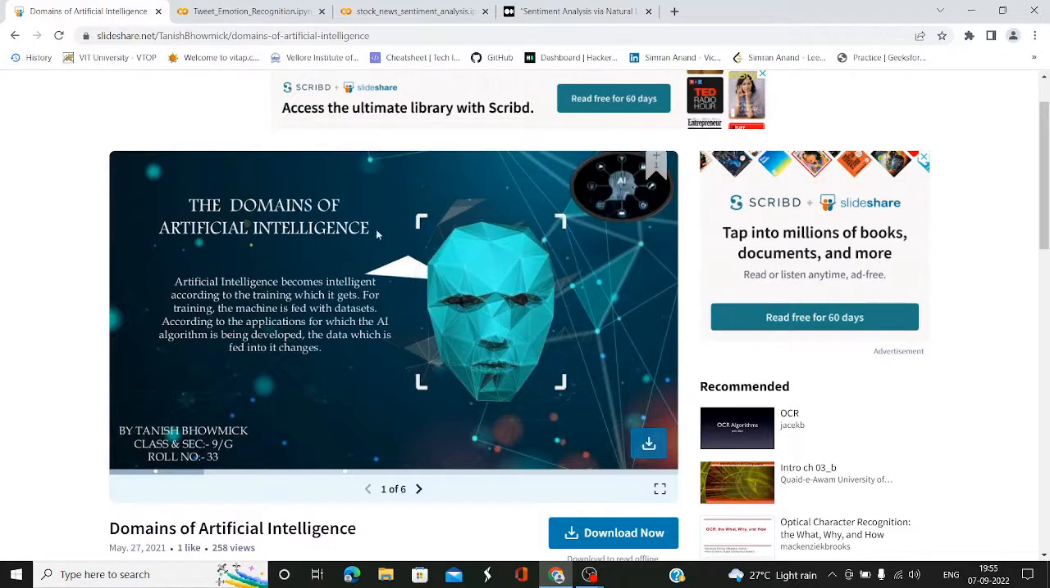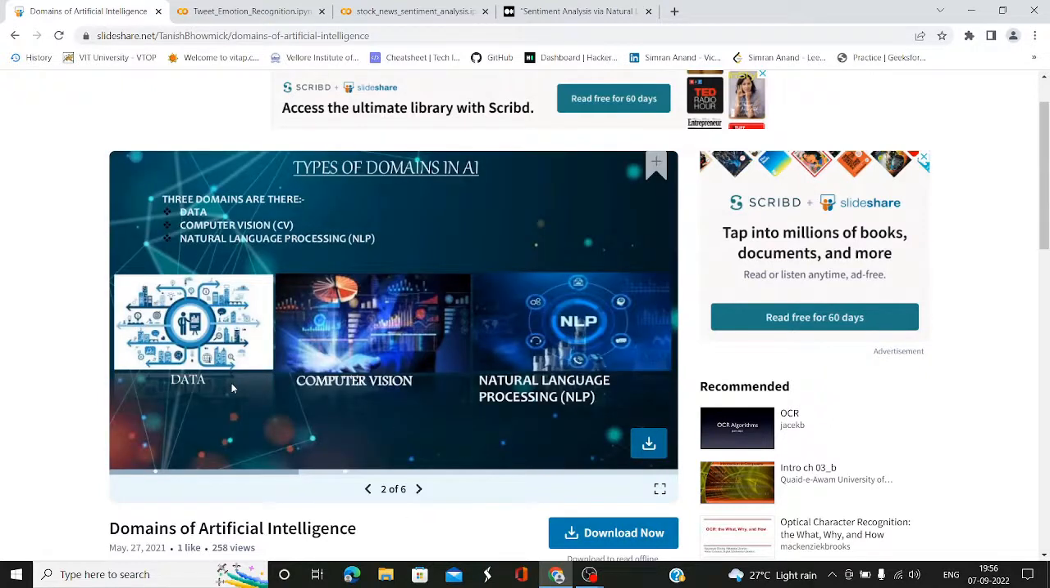I found this presentation online, and to start off, the domains of artificial intelligence. We know that artificial intelligence is training a machine to think like human beings. There are many domains of artificial intelligence these days, like data. Data analytics, in fact, is leveraged to help artificial intelligence grow. And there are domains like computer vision, which deals with images. Image processing falls under the category of computer vision, followed by natural language processing, which is my favorite domain.